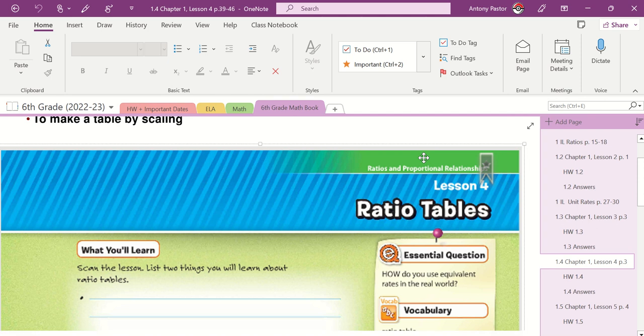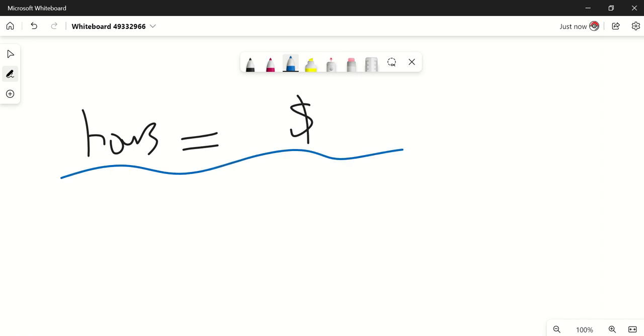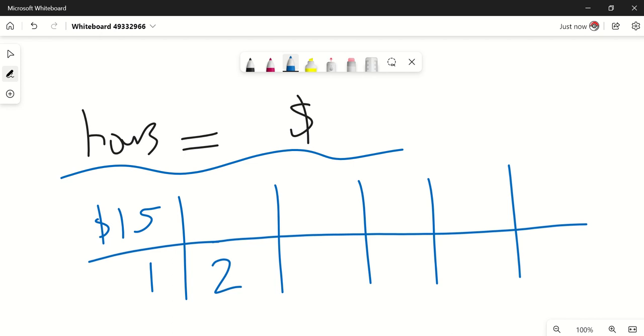We talked about rate last chapter. For example, the number of hours that one works would determine how much they get paid. So say you make $15 per 1 hour. A table would look something like this, where we would find out how much you would make if you were to work, say, 2 hours, or 3 hours, or 5, or 10, or 15 hours.